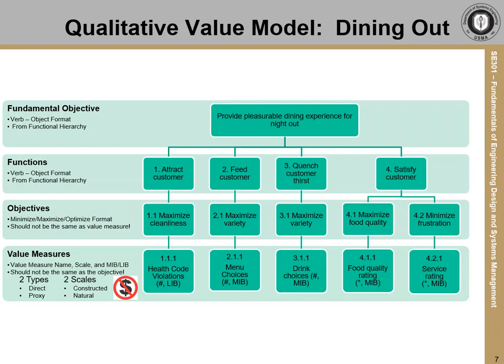Finally, for the function satisfy customer, we have two objectives: maximize food quality and minimize frustration. The value measure for food quality is the food quality rating measured in units of stars, where more is better. The value measure for minimizing frustration is the service rating, also in units of stars, where more is better.